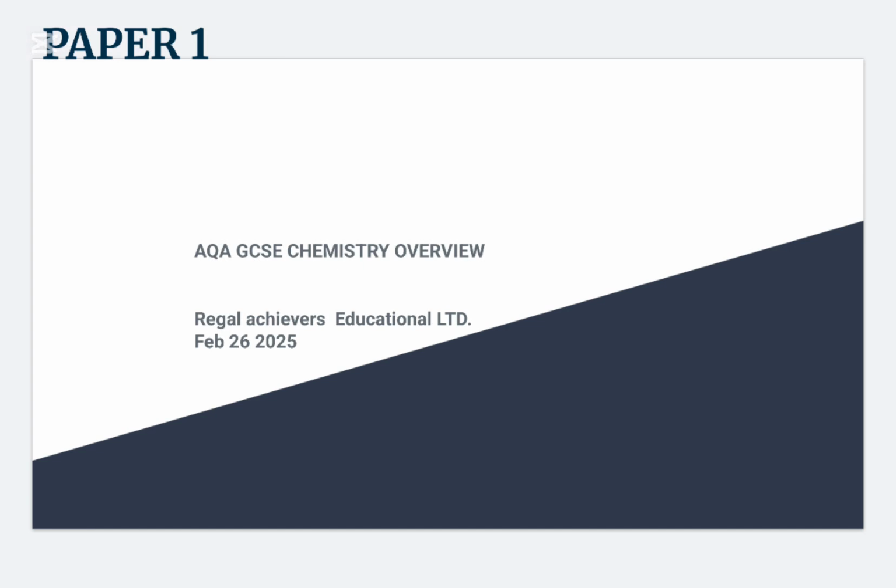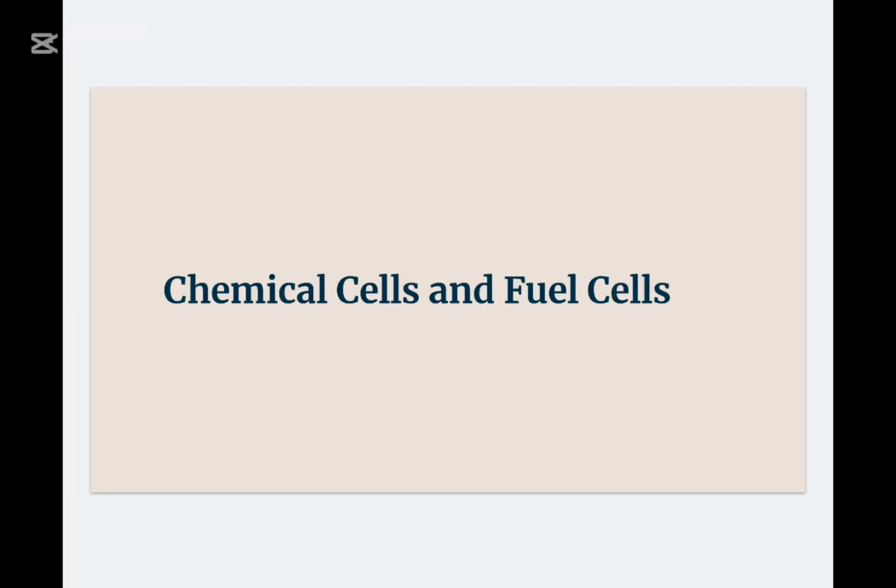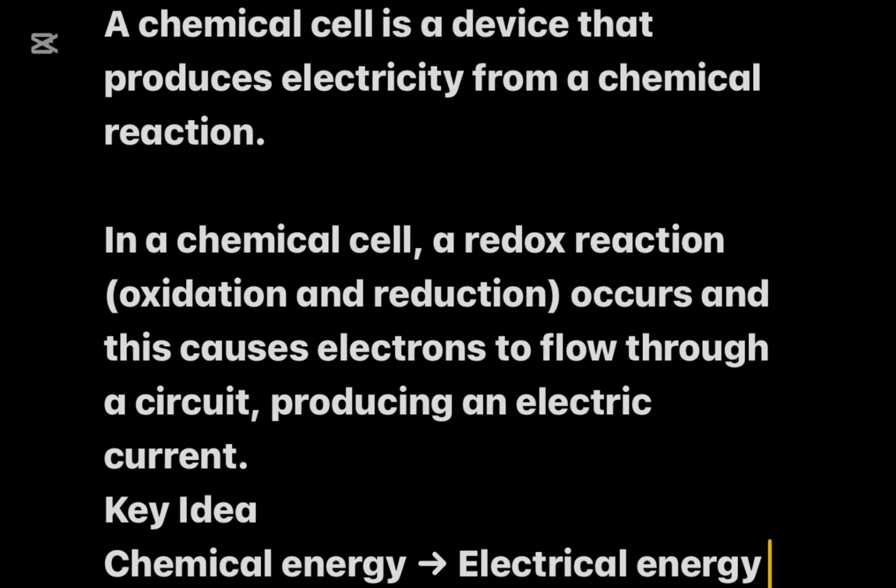Today, we'll be looking at Paper 1, a topic in chemistry: the overview of chemical cells and fuel cells. Now, what are chemical cells? A chemical cell is a device that produces electricity from a chemical reaction. In a chemical cell, a redox reaction occurs and this causes electrons to flow through a circuit, producing electric current. One key idea you need to know about the chemical cell is that it converts chemical energy to electrical energy.